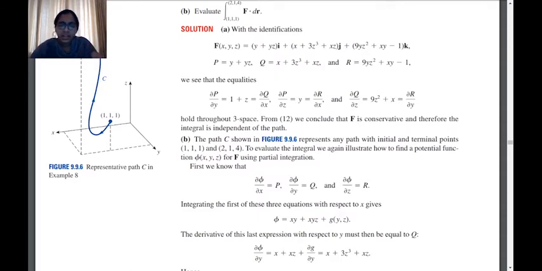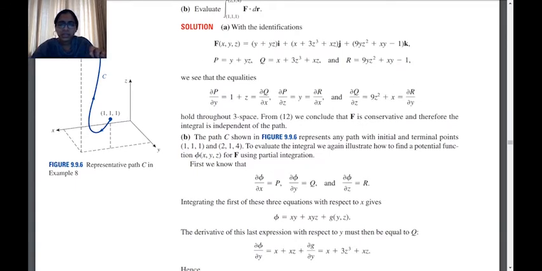First we will integrate ∂φ/∂x equal to P with respect to x. What is P? P is y + yz. When we integrate this, the integration will be xy + xyz plus a function of y and z, that we are naming as g. So we obtained the expression of φ equal to xy + xyz + g(y, z).